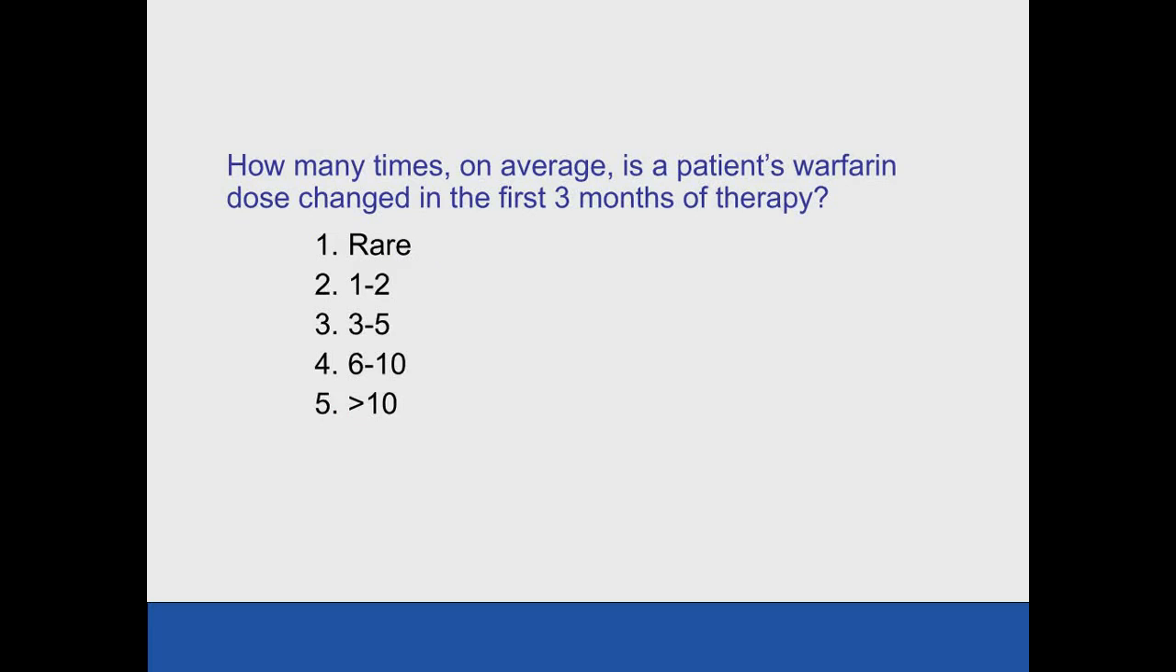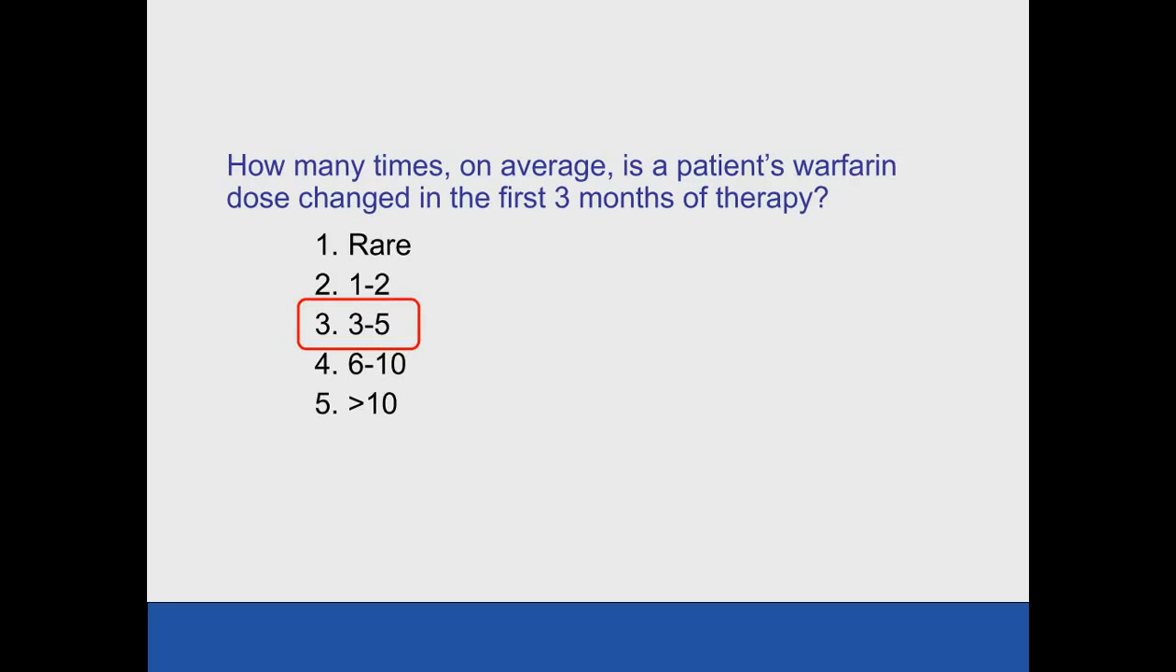How many times on average is a patient's warfarin dose changed in the first 3 months of therapy? Think about that question. A patient starts on warfarin. How many times is their dose changed in the first 3 months of therapy? Does a dose change occur rarely? Once or twice? 3 to 5 times? 6 to 10 times? Or more than 10 times?